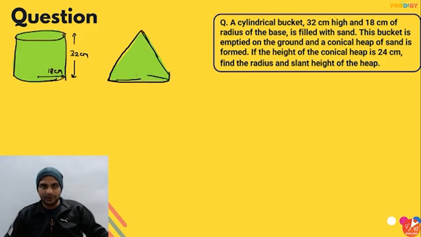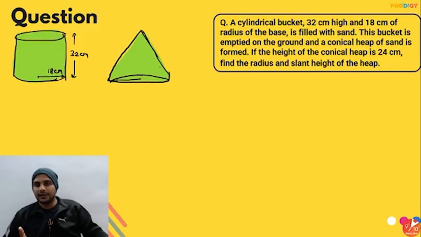All right, now this conical heap, they are saying the height of this heap is 24 centimeters. Height is how much? 24. We need to find out the radius of this as well as the slant height. All right, slant height is this.